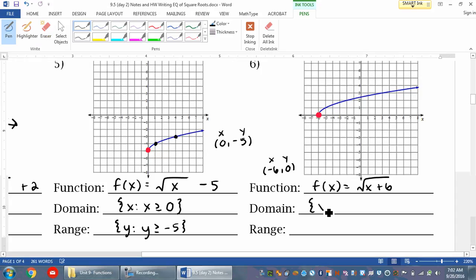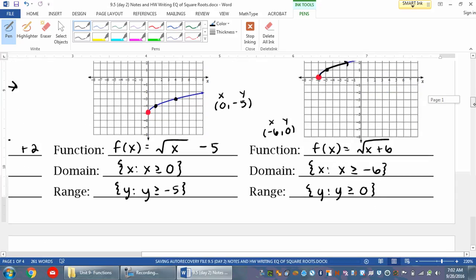The domain, again, since I'm always going to the right, it's always going to be greater than or equal to. And since negative 6 is my x coordinate, it's negative 6. And my range is, since I'm going up, look, right 1, up 1, right 4, up 2, going to be greater than or equal to 0. That's my y coordinate. All right, let's move on to the back.